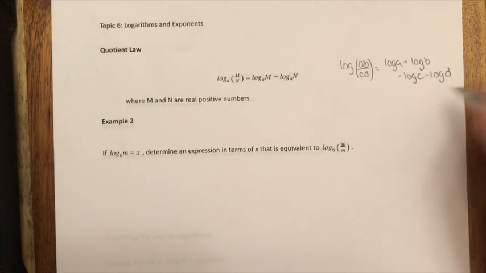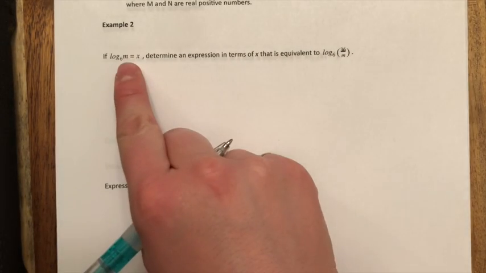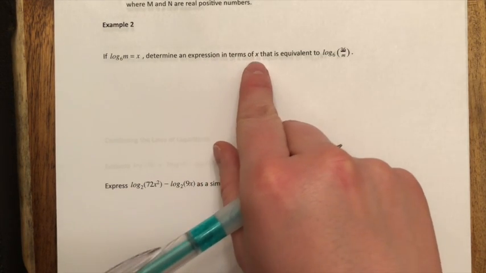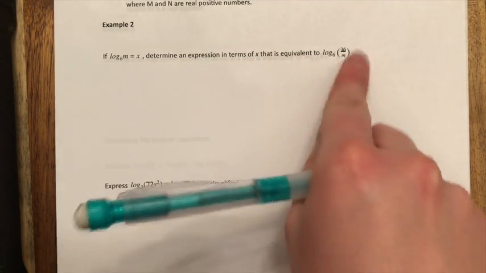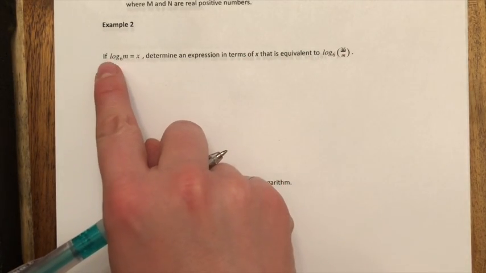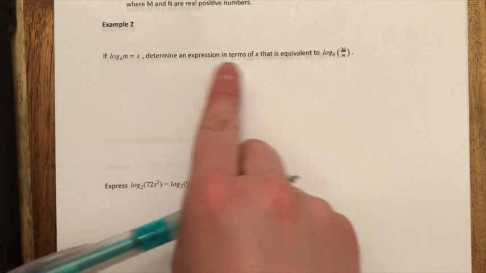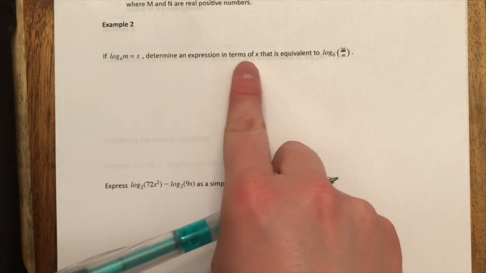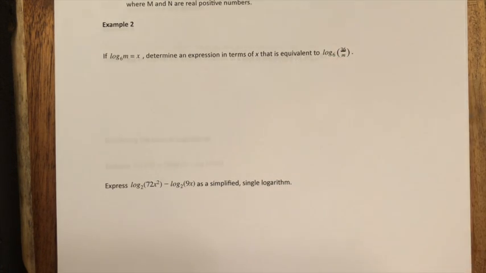This should all be one line, but I can't fit it. If log base 6 of m equals x, we're going to determine an expression in terms of x. So basically we should be able to replace some of what we get with this x. We should have log base 6 of m, and we can switch it out with the x. In terms of x, we want our x's in the equation instead of the m's. We want to determine an equation that's equivalent to log base 6 of 36 divided by m.